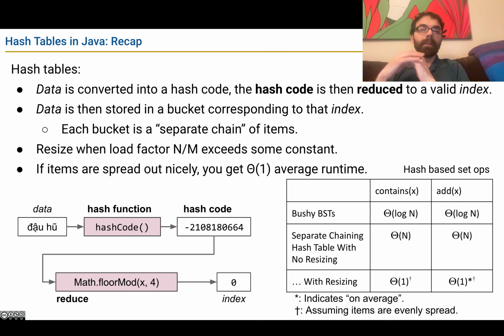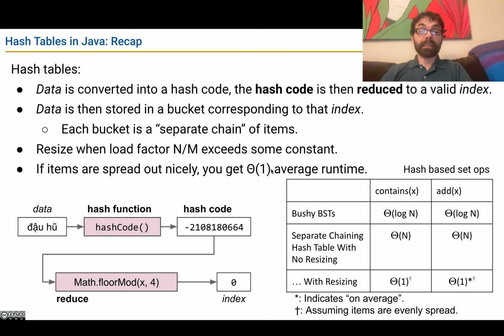Now, we saw last time, we have a variable number of linked lists, and the idea is that we resize that array of linked lists whenever the load factor exceeds some constant. So we could pick any number, 2, 5, as we'll see later, Java picks 0.75. And so long as the items are spread out nicely between the buckets, we'll get constant runtime on average.